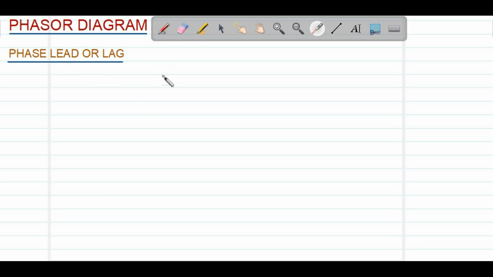First of all, a phasor is a rotating vector. It always rotates in anti-clockwise direction. And at any instant of time, if you take the projection of that vector either on x-axis or y-axis, that will give the instantaneous value of that vector.